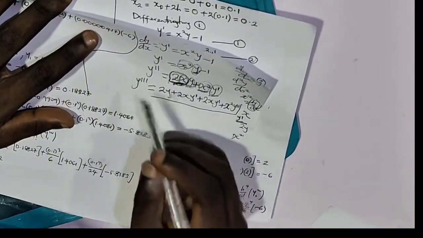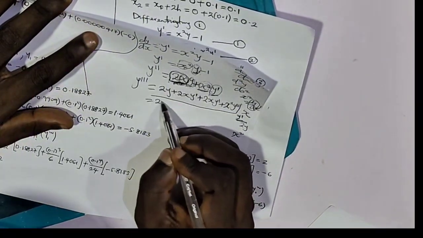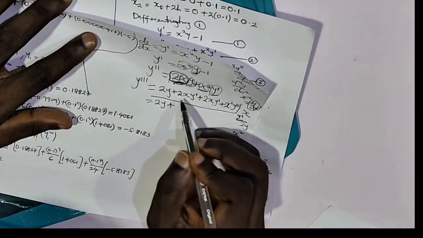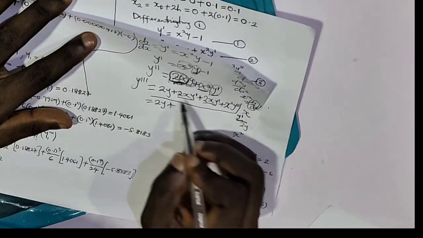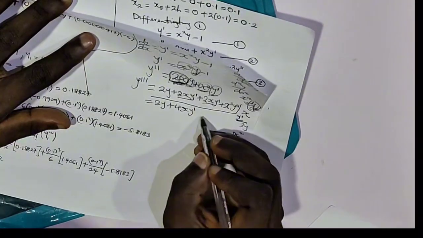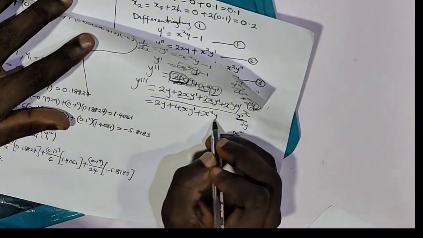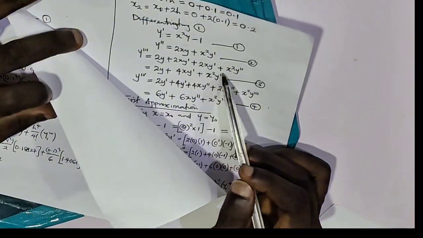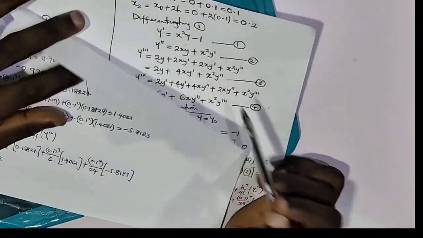And we can still further simplify this to be 2y plus 2x. You can see that what is here and what is here are the same, so we can add them to say 4x y prime plus x raised to the power of 2 y prime prime. That is how we arrive at this, which is this.